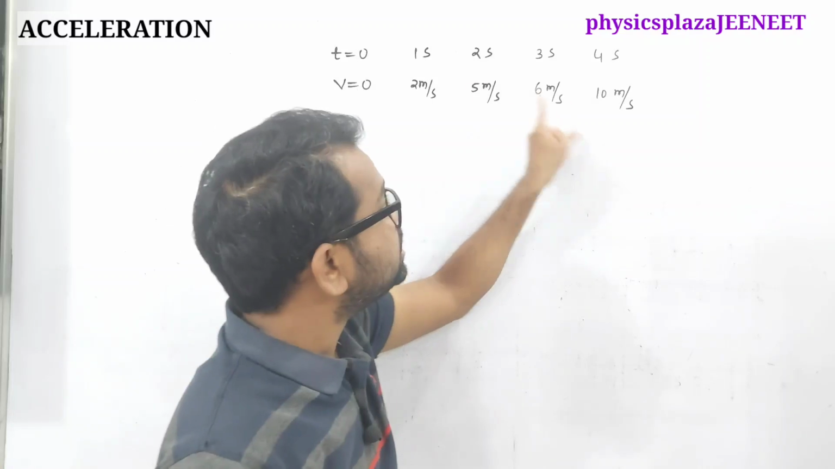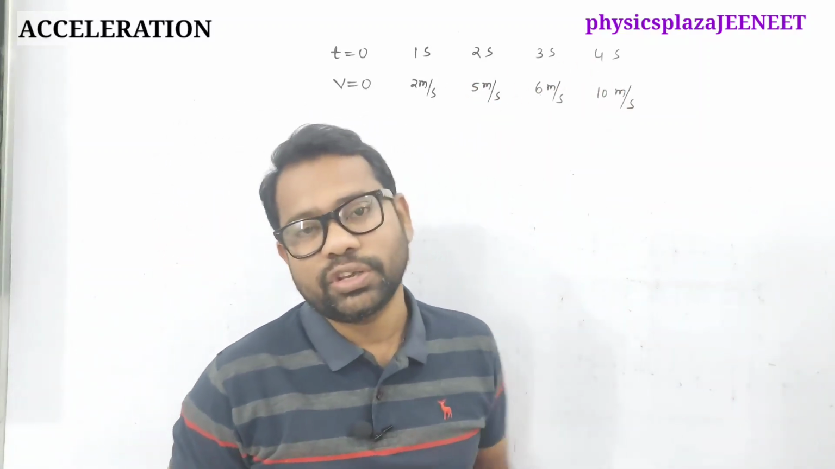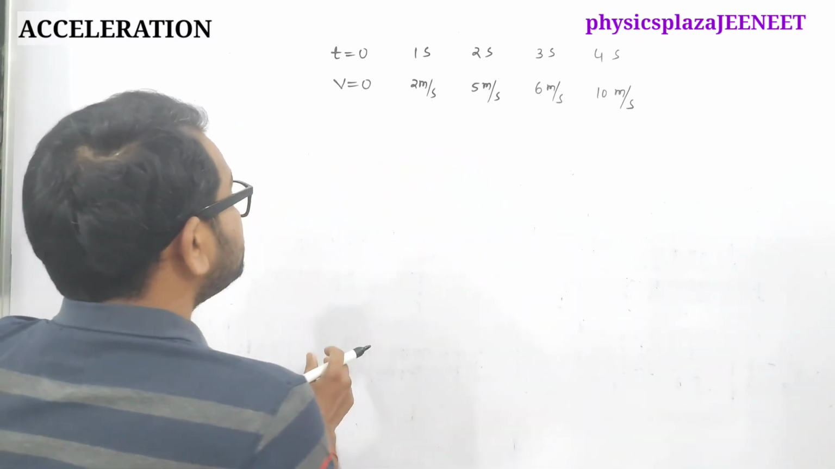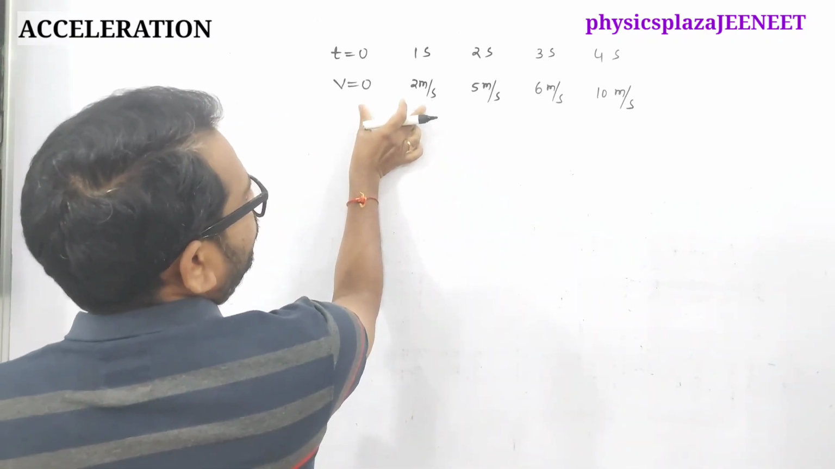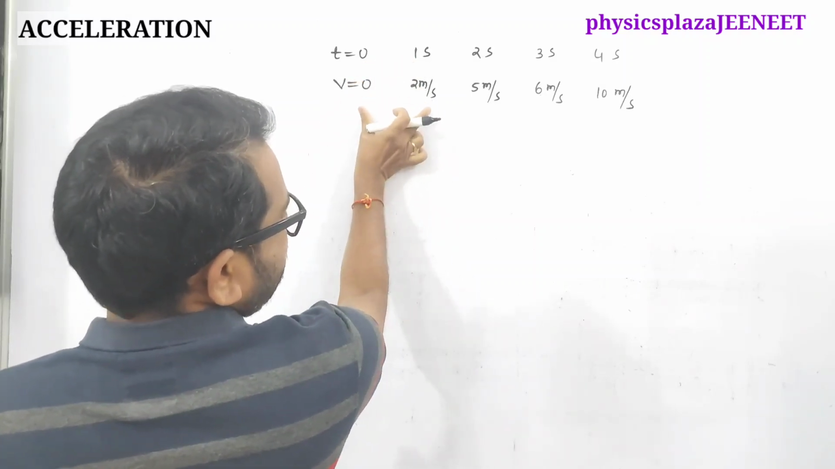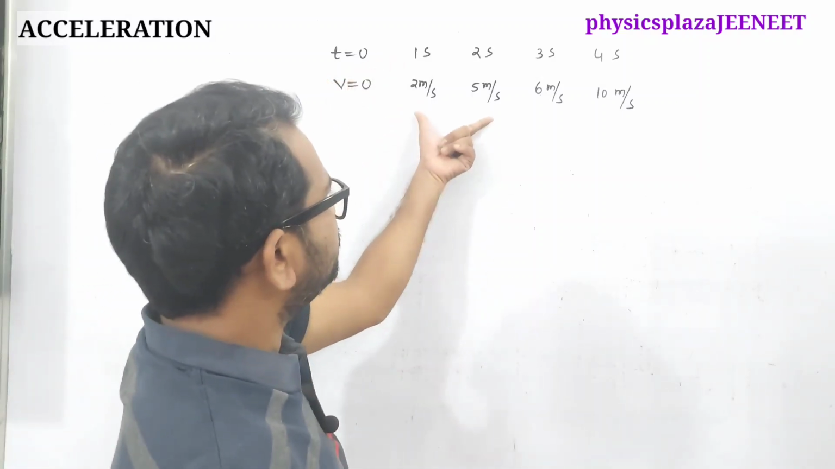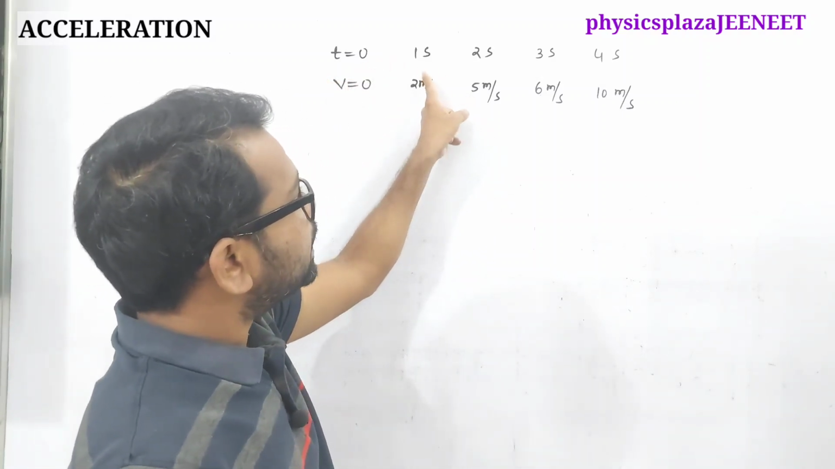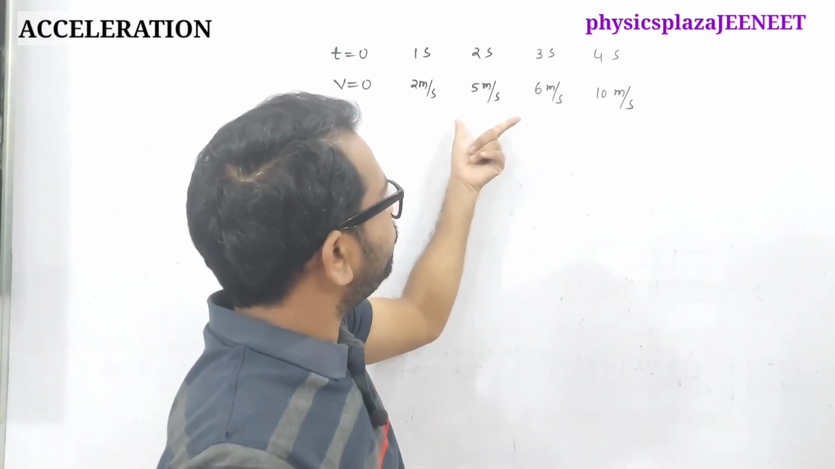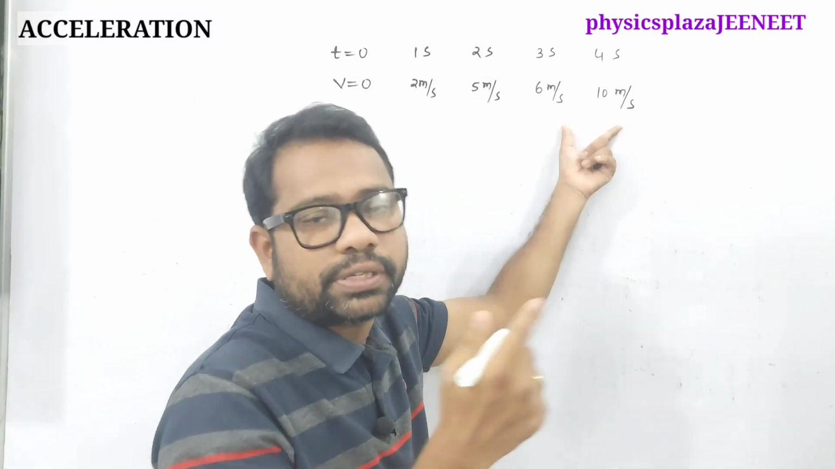keeps on changing with time. But we want to know at what rate it is changing. Here, children, from here to here its velocity is increased by 2 meter per second in 1 second. From 2 to 5, the velocity is increased by 3 meter per second. From 5 to 6, 1 meter per second, and from 6 to 10, 4 meter per second.